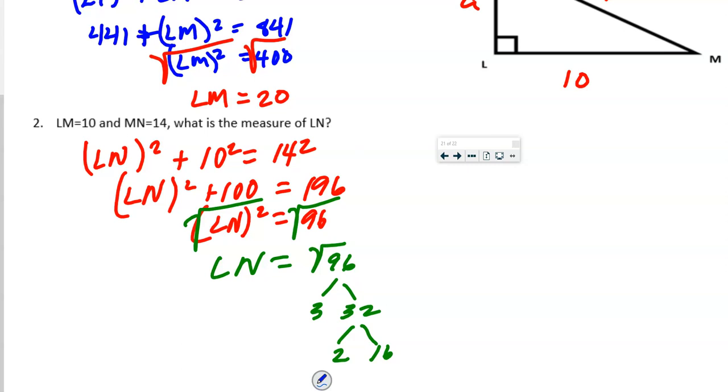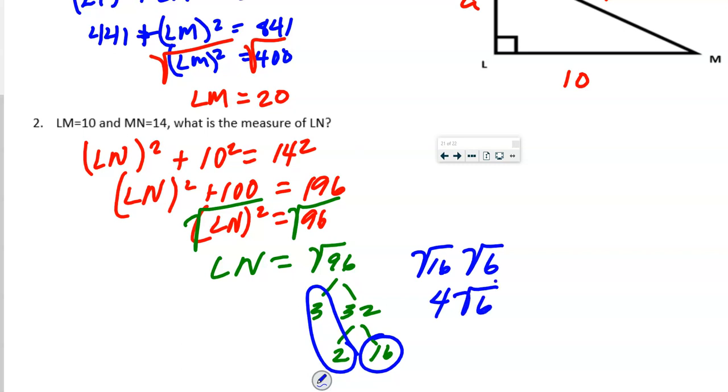So what I'm going to do is I'm going to pull these two back together underneath the radical and put this underneath the radical as well. So that's going to be the square root of 16 times the square root of 6. And that would be 4 square root of 6. And that is our answer in simplest radical form. Okay?